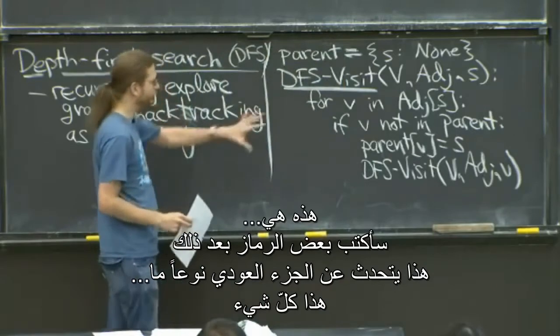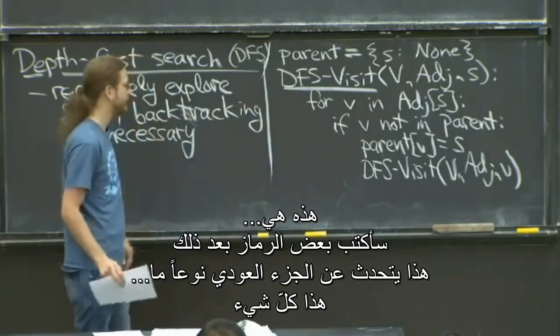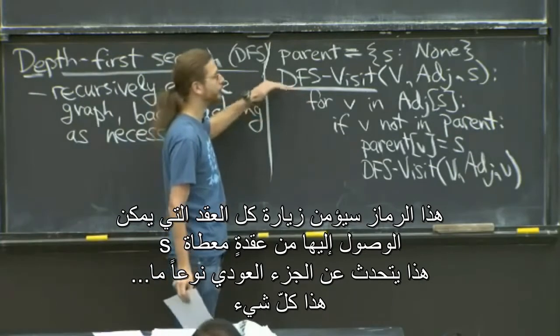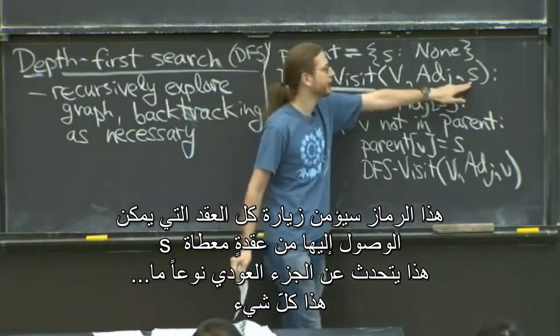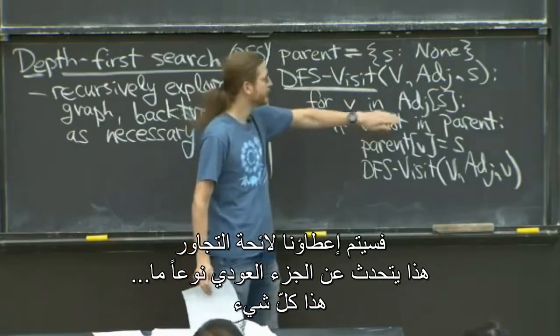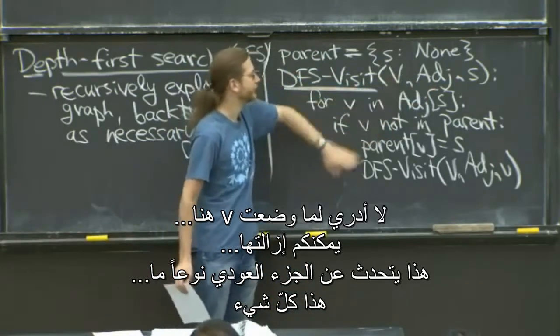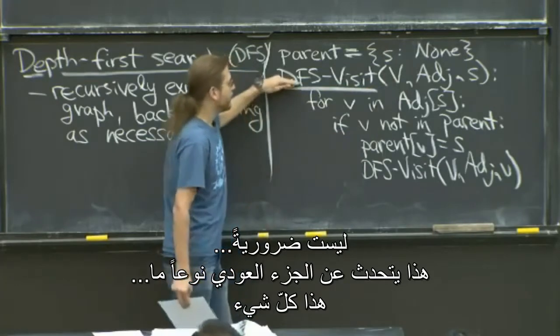That's it. I'm going to write a little bit of code after this, but this is basic depth first search. This will visit all the vertices reachable from a given source vertex S. So we're given the adjacency list. I don't know why I put V here. You could erase it. It's not necessary.